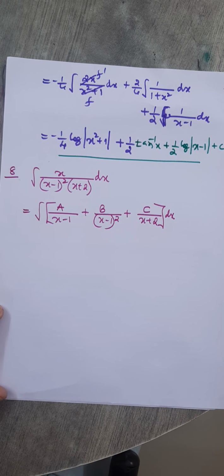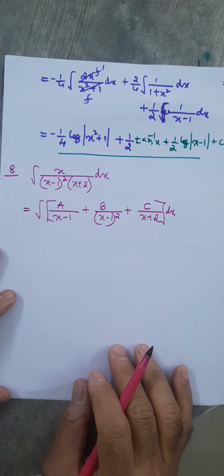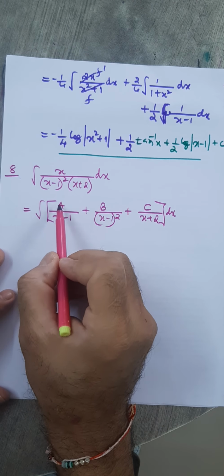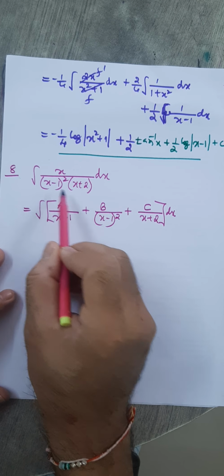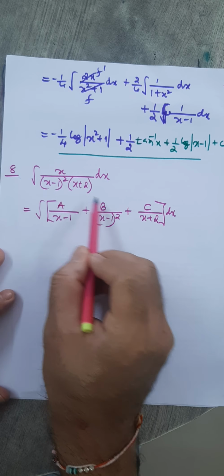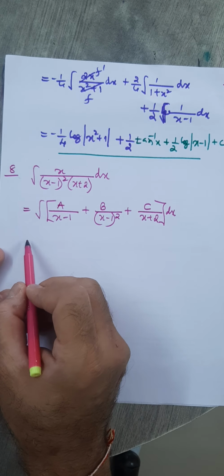As I explained, this is the partial fraction method with repeated factors. So a upon the one factor, again repeated factor so squared, and the last factor. Now we compare the numerators.